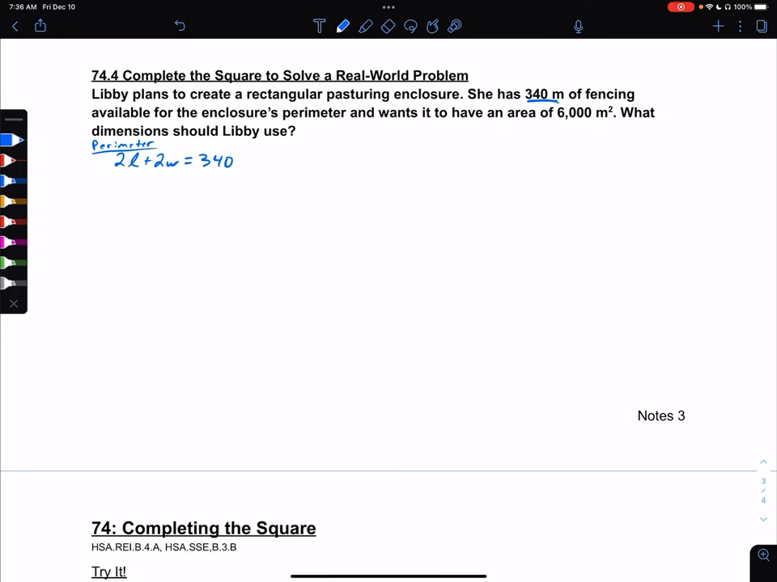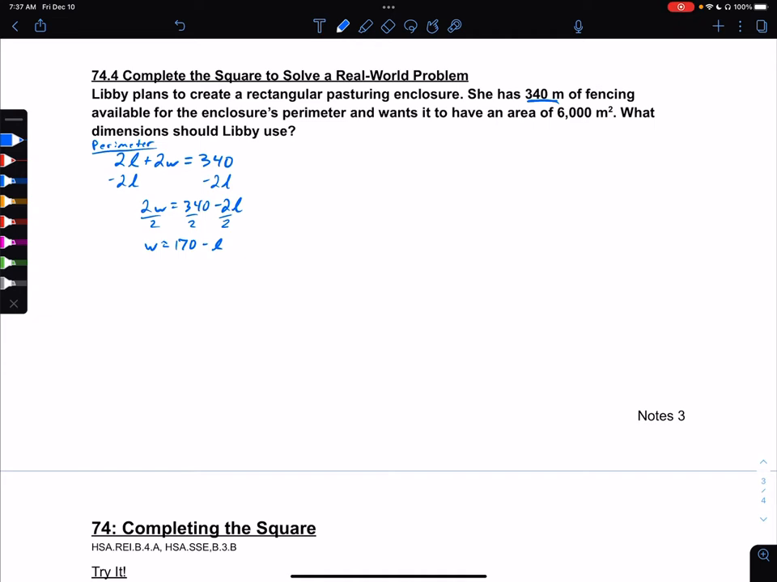What we want to do is isolate a variable. It doesn't really matter whether you pick W or L in this case. I'm going to isolate W for no particular reason. So we would subtract 2L, and we'd have 2W equals 340 minus 2L, and then I would divide everything by 2. So W is equal to 170 minus L. That'll become pretty useful, but we want to look at the next part.